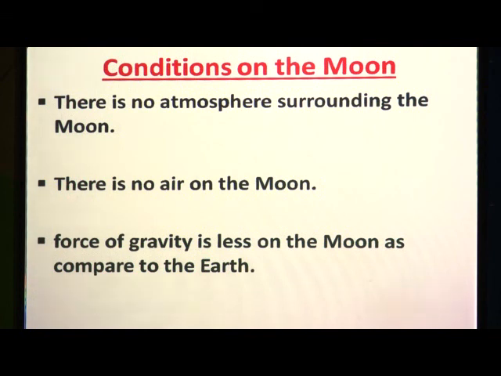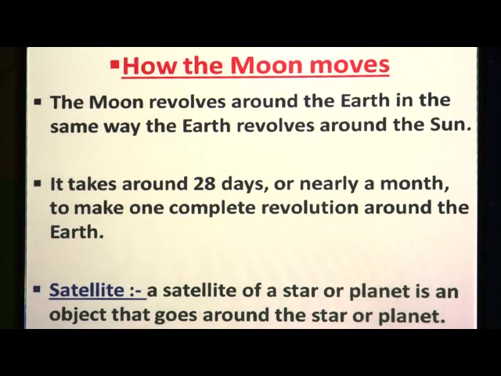Now, after this we will move on to the next point of the lesson, that is how the moon moves. The moon revolves around the earth. The moon revolves around the earth in the same way the earth revolves around the sun, and it takes around 28 days.